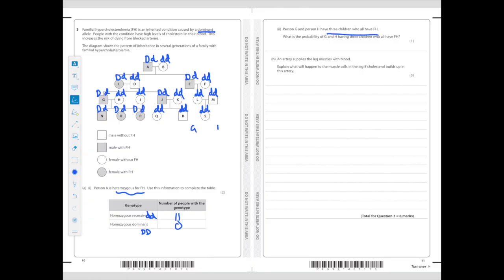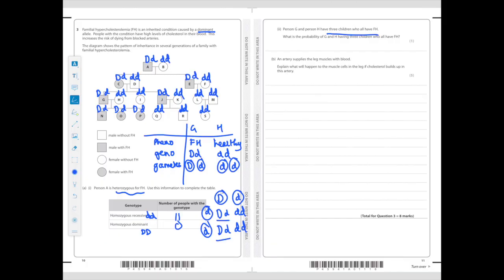So we're going to do a Punnett square for G and H using my layout I already described. So we're looking at the phenotype, genotype, and gametes. From the key, we can see that person G has FH. H is therefore healthy from the key. We've already labelled their genotypes, so we can just copy that directly across and then separate these out to see the gametes. Now just simply do a cross, and it's these 2 here that will have FH.